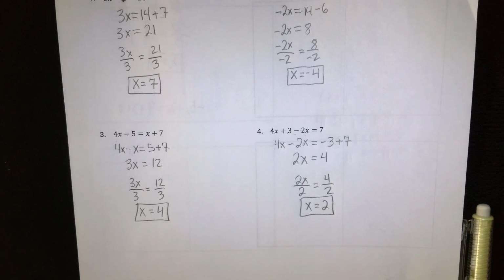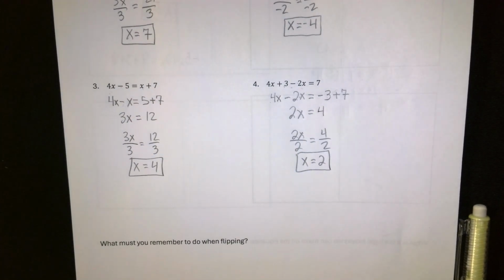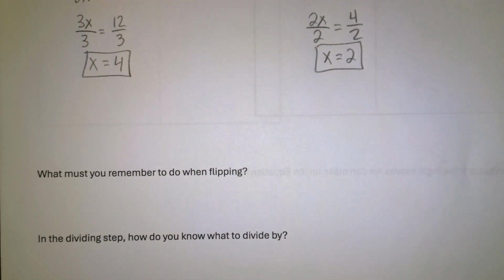So the last 2 questions is just, what must we remember when flipping, and what must we remember when dividing, in the dividing step? How do you know what to divide by? So go ahead and write down what you think those answers are there. Okay, hopefully you have those down. I'm going to show you what I wrote down.